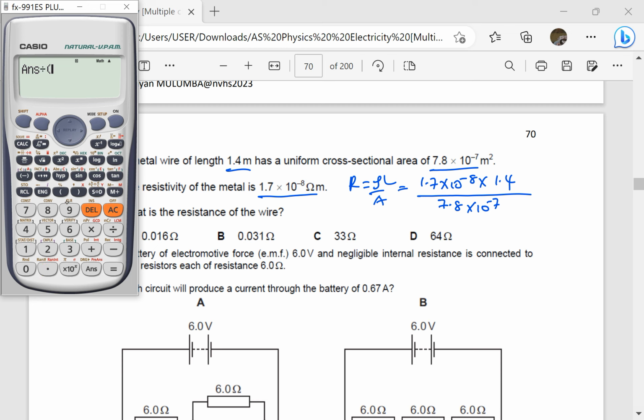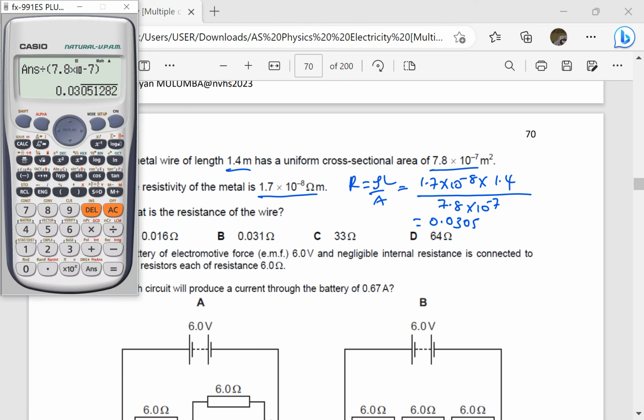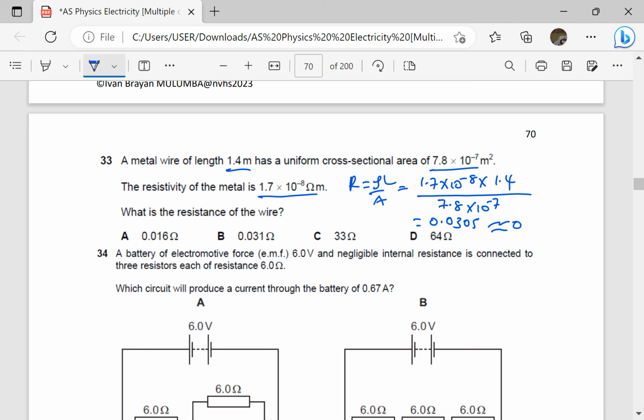divided by 7.8 exponent negative 7. Close the bracket. That gives us 0.0305, which is approximately 0.031. So our answer is B.